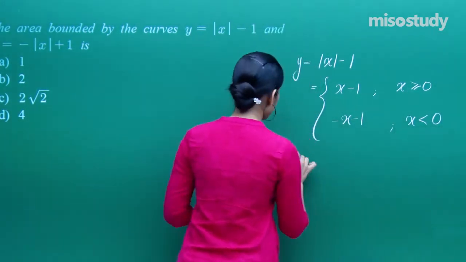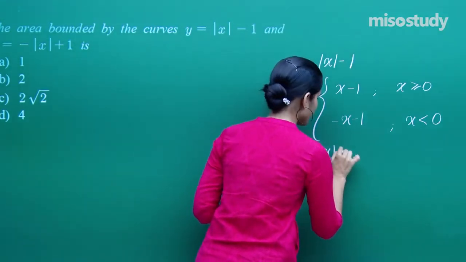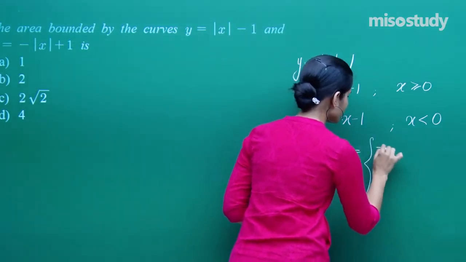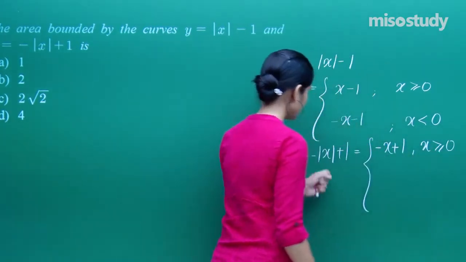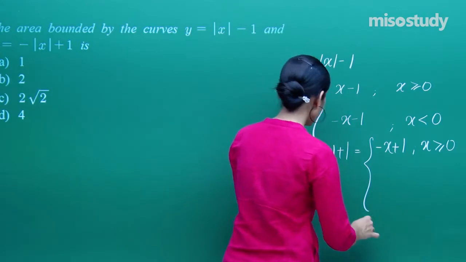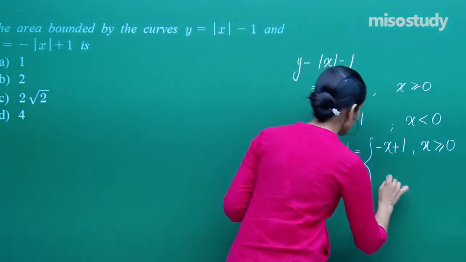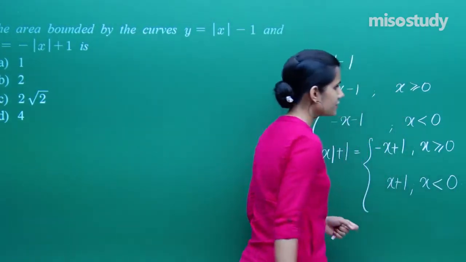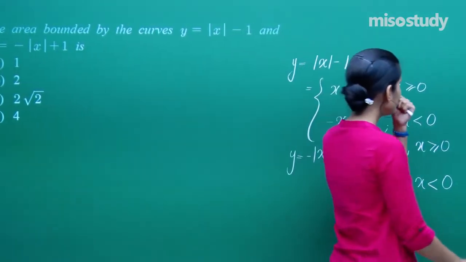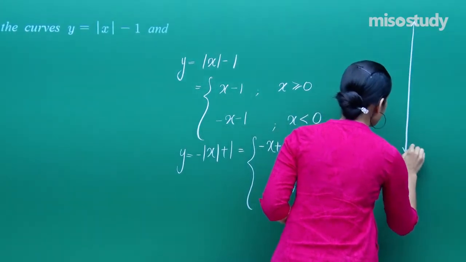Similarly, when you talk about y equals minus mod x plus 1, this will be equal to minus x plus 1 when x is non-negative, because mod x is the same as x there. And then when x is negative, mod x is minus x, so minus minus becomes plus. You get x plus 1 when x is negative. What you get when you plot these two is, these are just straight lines, not a big task.